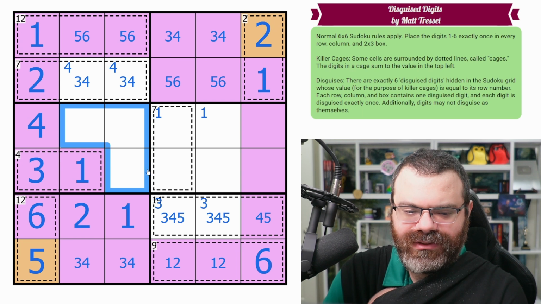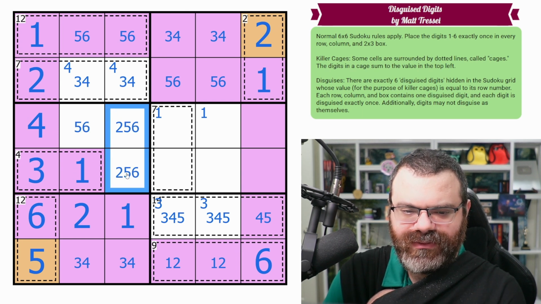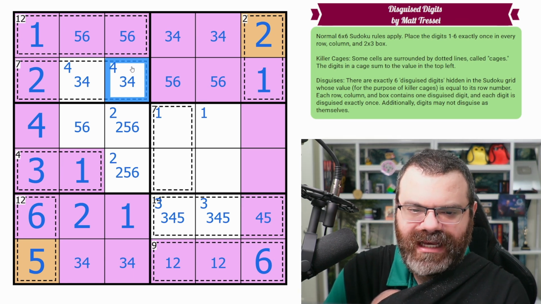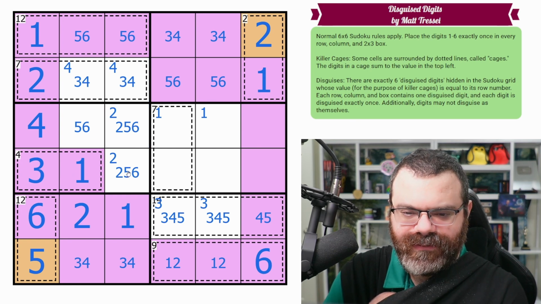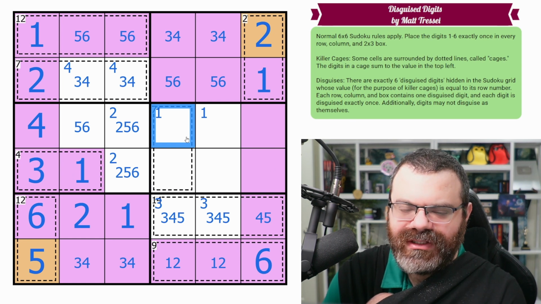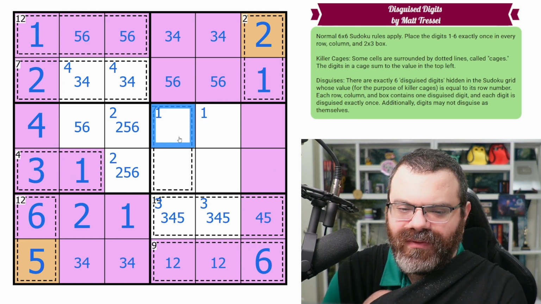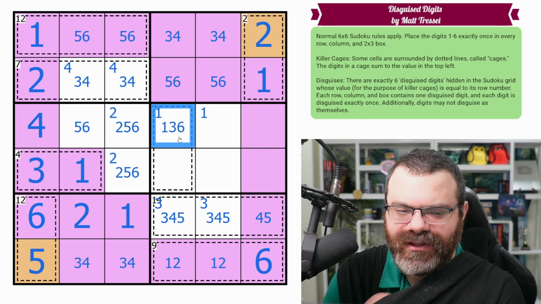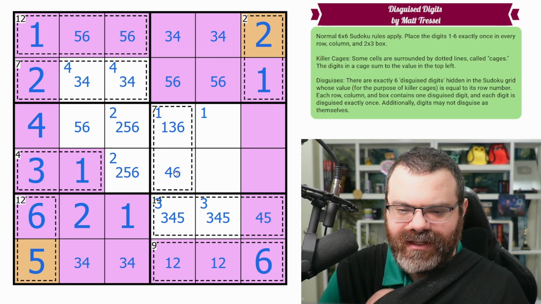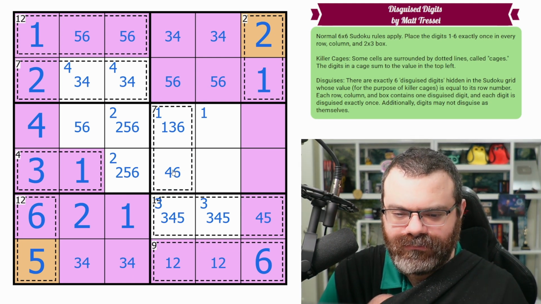These 3 digits are 2, 5, 6. That's not a 2. 2's one of these 2. 3, 4 pair. So we know 2, 3, 4, 5 are no longer costumed. So the only costume digits left are 1 and 6. So this could be a 1 or a 6 or a 3 in order to have a value of 3. And this can't be 1, but it could be 4 or 6 to have a value of 4. What does that do for me? I'm not sure.